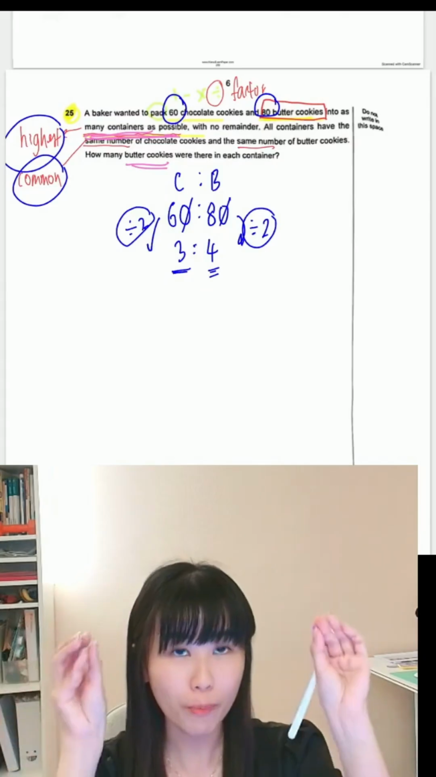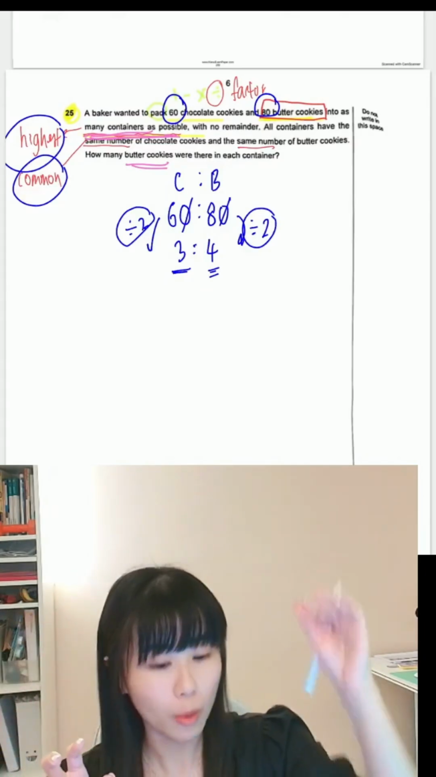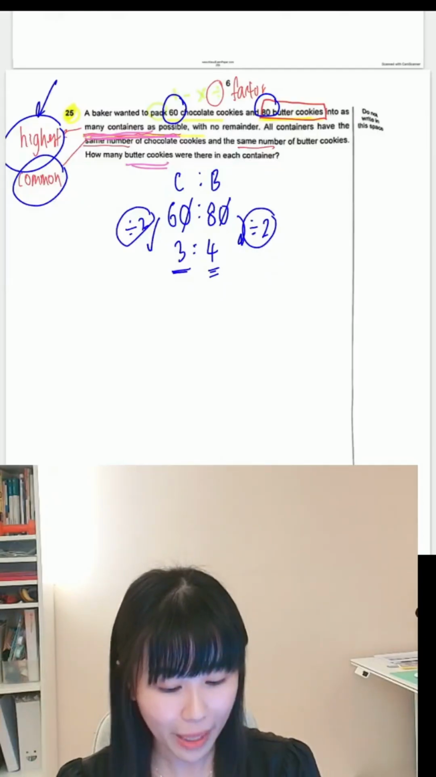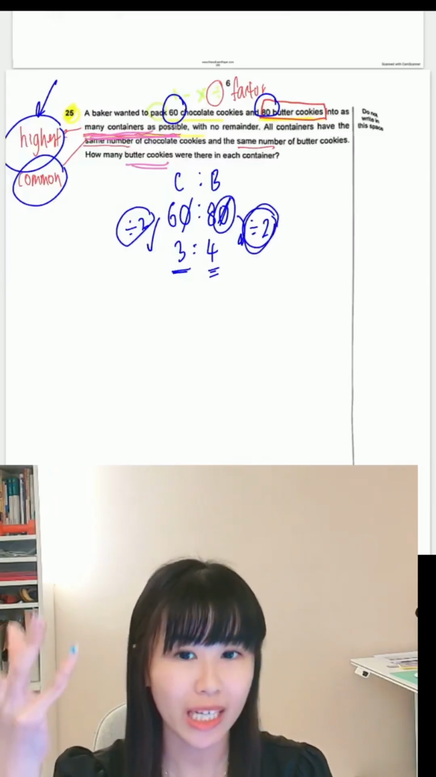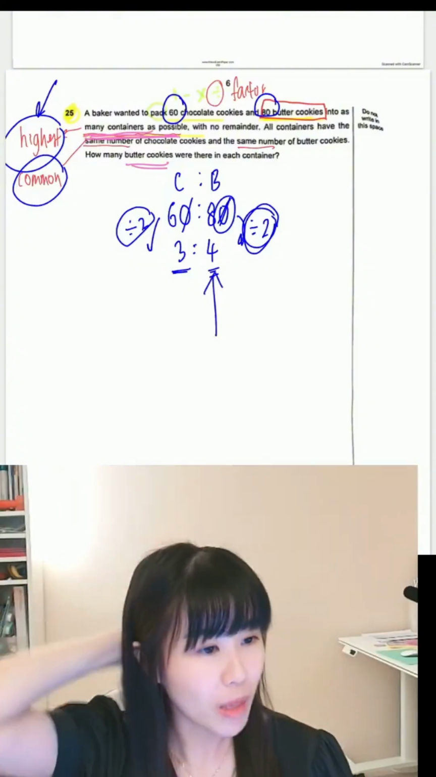Why? Because when we simplify it, we must keep dividing, divide by a lot of numbers, and all these numbers mean actually you are dividing by the highest number already. So that's why when you divide by 10 here, and you divide by 2 here, you're at 20. You are already dividing by the highest common factor. So that's why you straight away get 4 butter cookies.